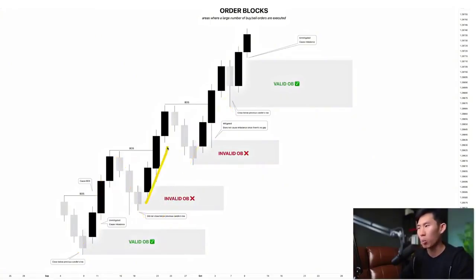Do we have a sharp and substantial upward movement? Yes, we do. But look at this pivot candle. This pivot candle did not close below the previous candlestick low, which is right down here. In this case, this is an invalid order block.